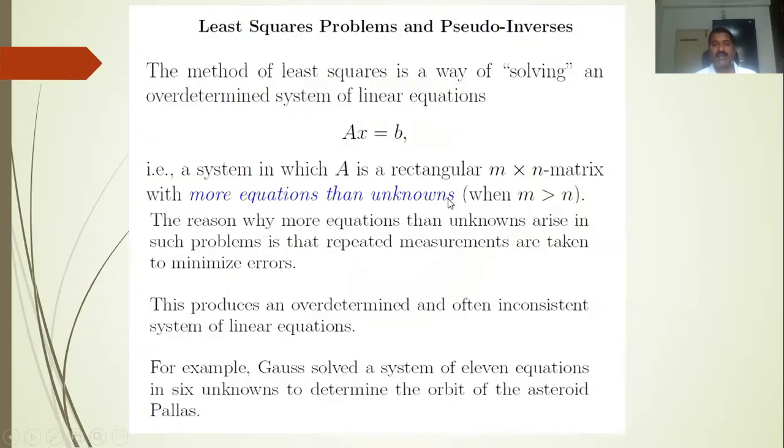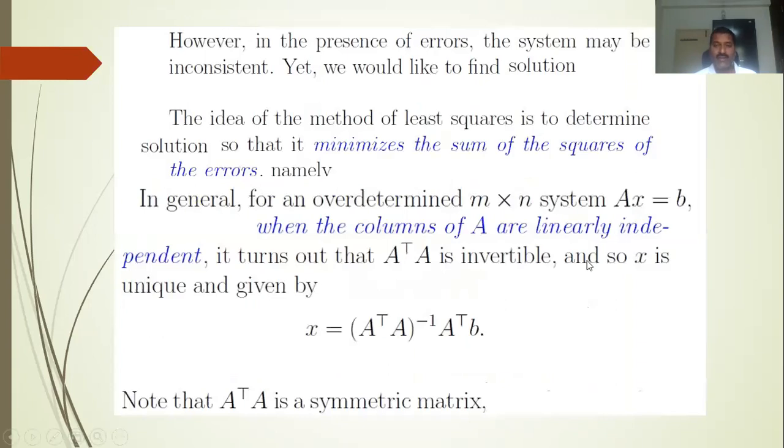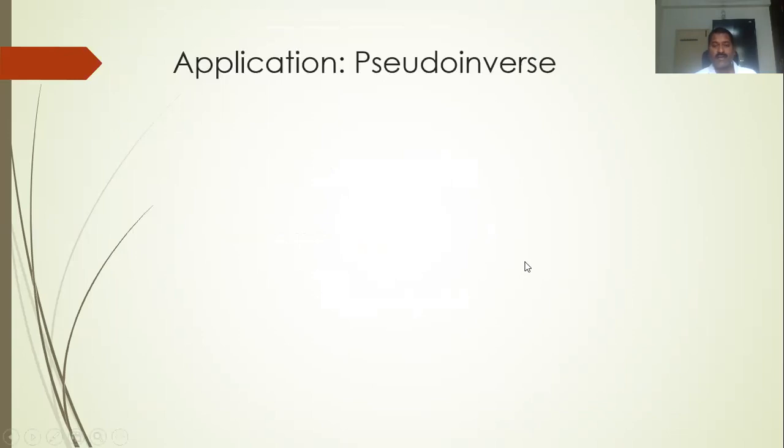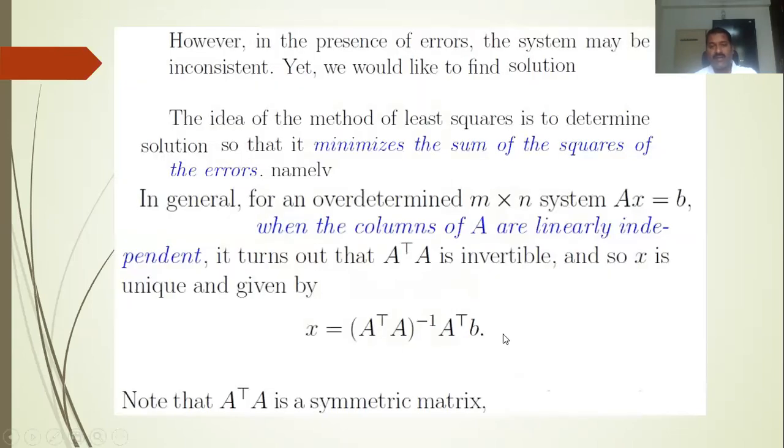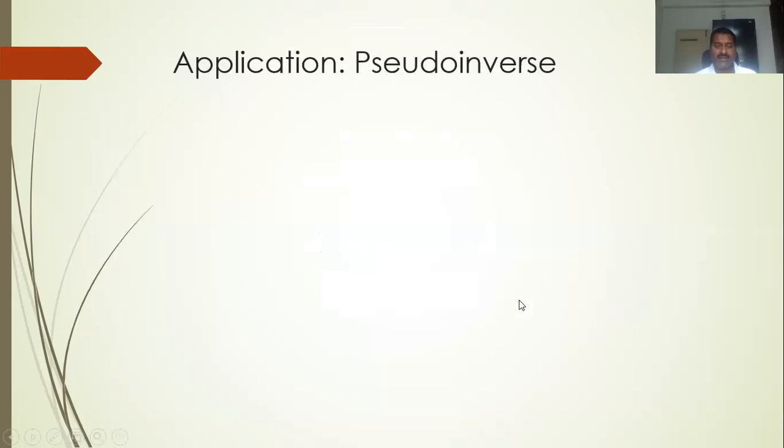Okay, here it is. When m is greater than n, there are more equations than unknowns. That's what I told you. Too many measurements are taken. Then we'll find the solution in a least square sense. And here is our left inverse: A transpose A whole inverse into A transpose b. This is the inverse we are going to use.